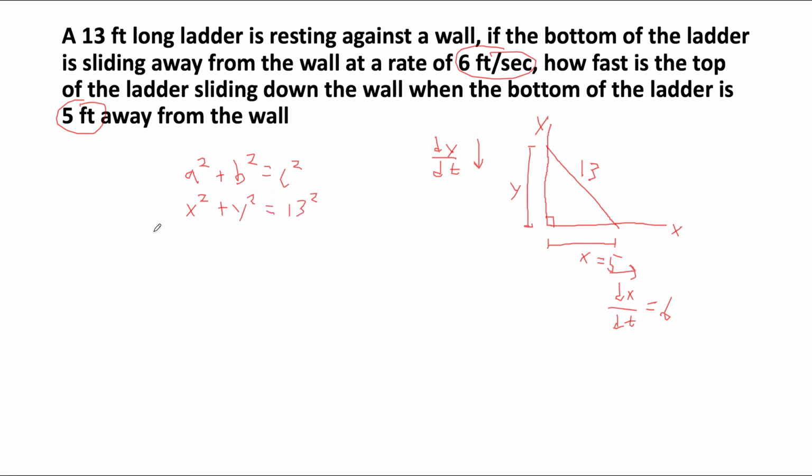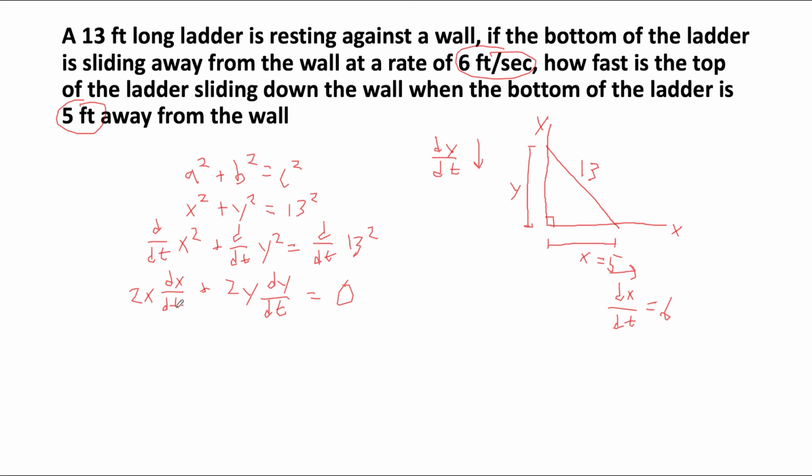And of course, we're going to want to take the derivative with respect to time. So d/dt of x squared plus d/dt of y squared equals d/dt of 13 squared. And this is 2x dx/dt plus 2y dy/dt equals 0, because 13 squared is just a constant.